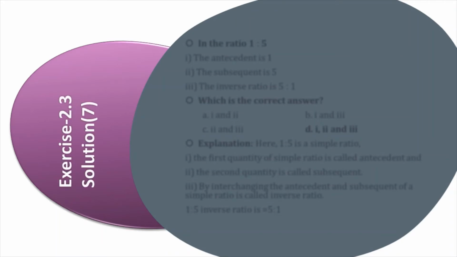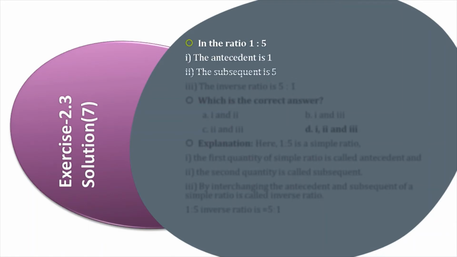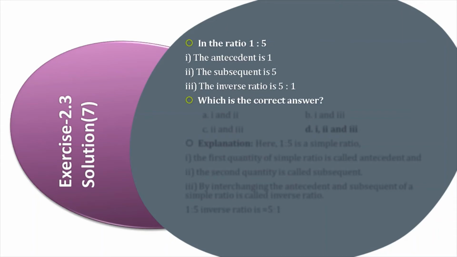Solution number 7. In the ratio 1:5, the first option is the antecedent is 1, the subsequent is 5, the inverse ratio is 5:1. So our question is, which is the correct answer? That means from these 3 options you have to find out which options are correct. Number A 1 and 2, number B 1 and 3, number C 2 and 3, number D 1, 2 and 3. Let us see the explanation. Before that, this marked part is our answer. That means D, number 1, 2 and 3, this is our desired answer. Let us see the explanation of how we get this answer.